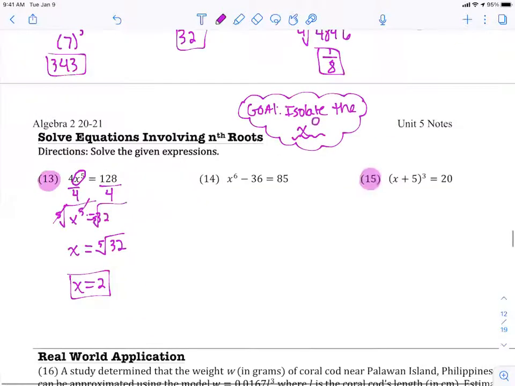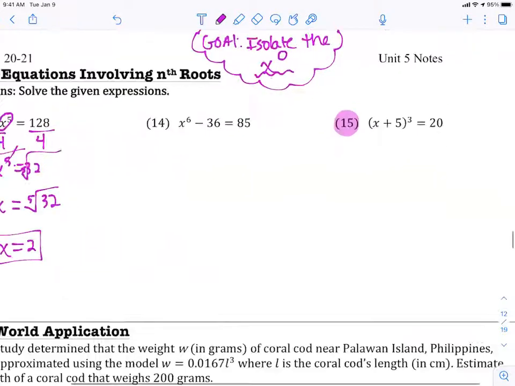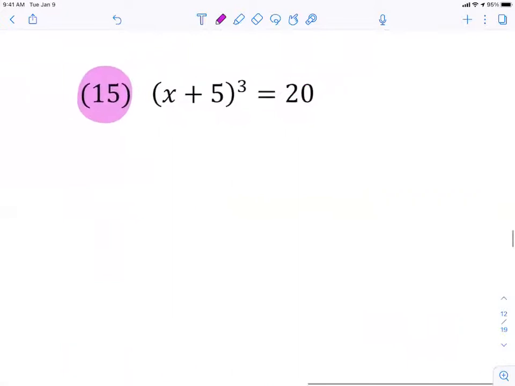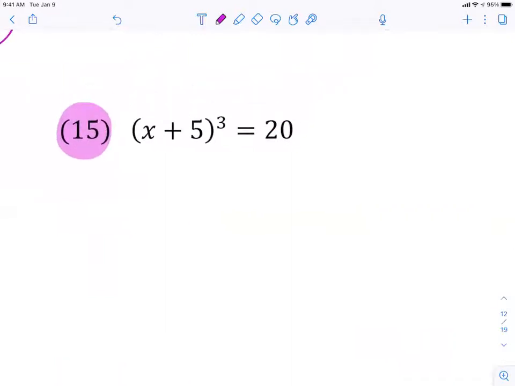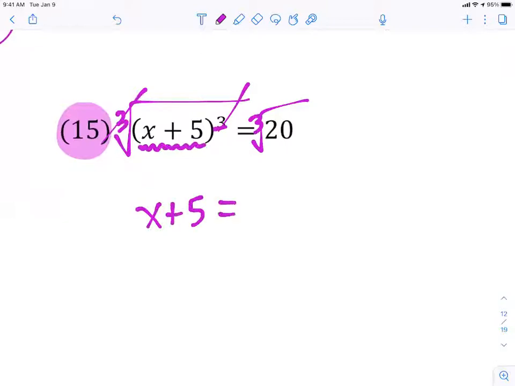All right. So even if something like number 15 here looks a little weird, again, we're looking to get the thing that's being raised to the power alone. Here, there's nothing out in front. There's nothing being added or subtracted on the end. Here, I can go ahead and take my 3rd root right now. I'm raising it to the 3rd power. I'm going to take the 3rd root. The power cancels out with the root, and we're left with what's on the inside.